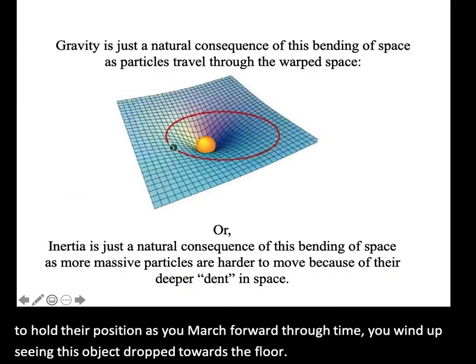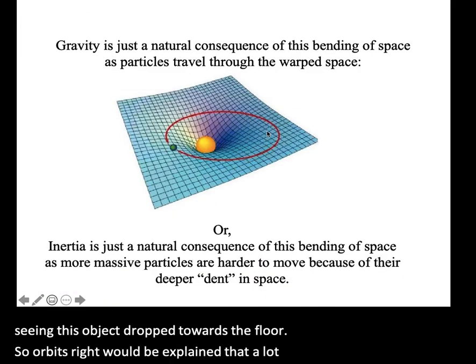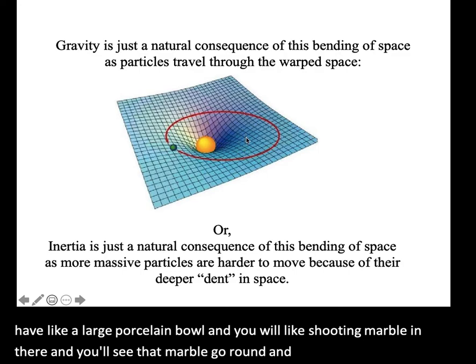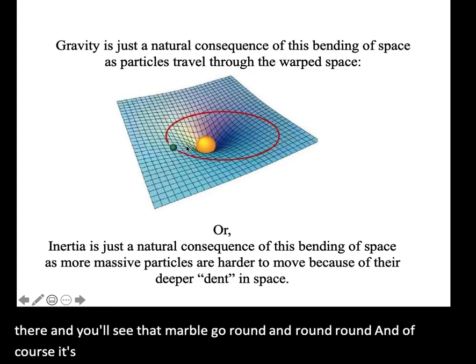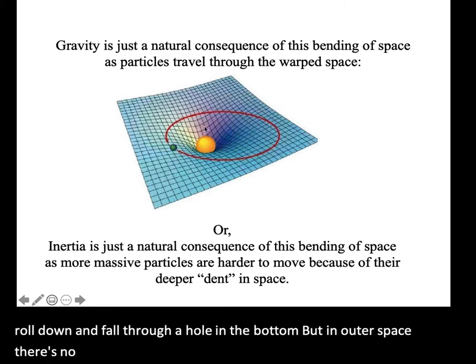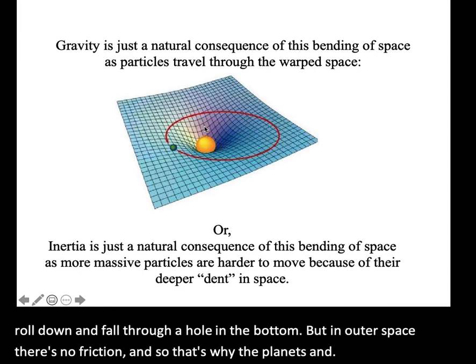So orbits, right, would be explained this way. A lot of science museums will have a large porcelain bowl, and you'll shoot a marble in there, and you'll see that marble go round and round and round. And of course, it's actually got some friction, and so in the science museum, it'll roll down and fall through a hole in the bottom. But in outer space, there's no friction, and so that's why the planets and satellites can just keep going around and around forever.